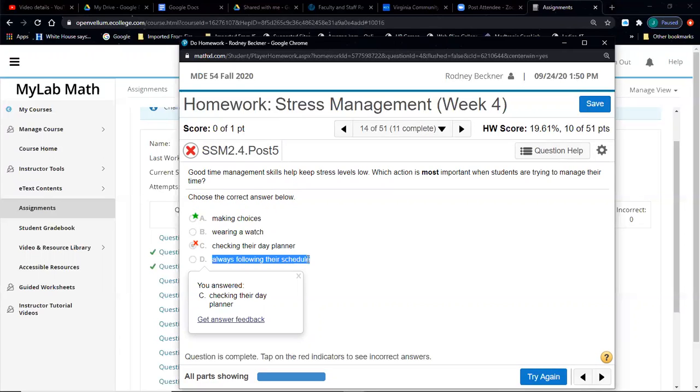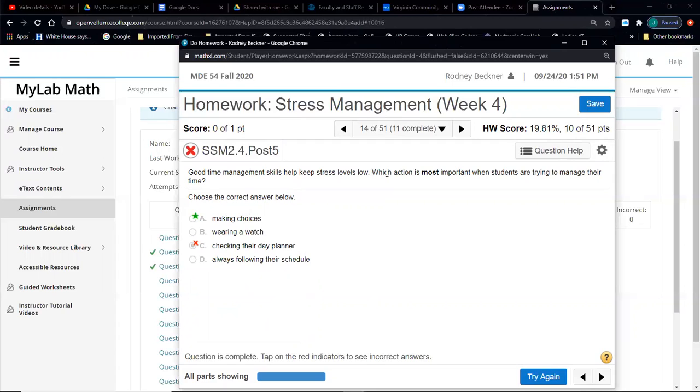But when you have this schedule set and your mom says, you've got to do the dishes right now, or your dad says, you've got to mow the lawn right now, or your friend says, hey, I broke down, you need to come pick me up. You know, these things that pop up, definitely making choices is going to be an important action.